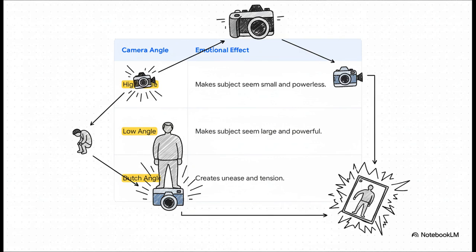You shoot from a high angle looking down, your subject suddenly looks small and powerless. You shoot from a low angle looking up, they become huge and intimidating. And if you tilt the camera on its side for a Dutch angle, you instantly create this feeling of unease and tension. The entire power dynamic changes in a split second.